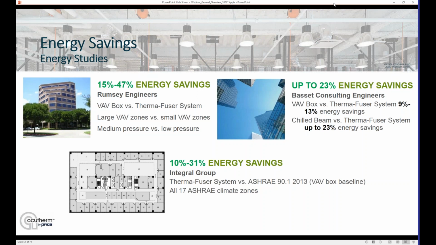Lastly there, the study in the bottom was run looking at ASHRAE's 90.1 energy standard and comparing it to the baseline in that standard. The baseline is basically a VAV box system, but in this case, they ran this model across all 17 ASHRAE climate zones, and again, in comparison to the ASHRAE baseline model, and produced an impressive 10 to 31% energy savings for the Therma-Fuser diffuser system, again, depending on the climate zone.